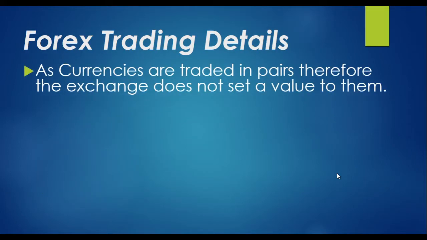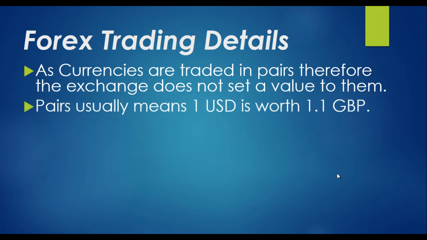As currencies are traded in pairs, the exchange does not set a value for them individually, because it's one pair, let's say US dollar against Great Britain pound. So it's in a pair. A pair usually means that one US dollar is worth 1.1 Great Britain pounds.